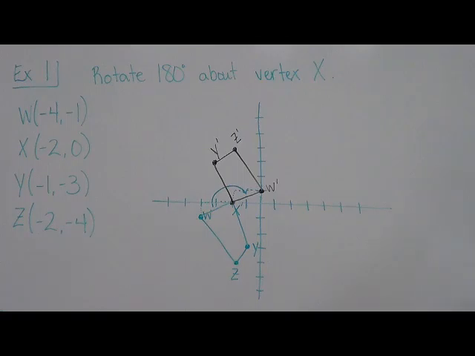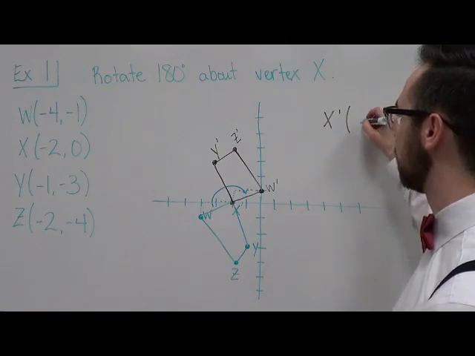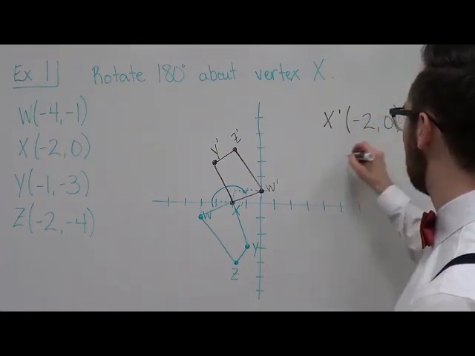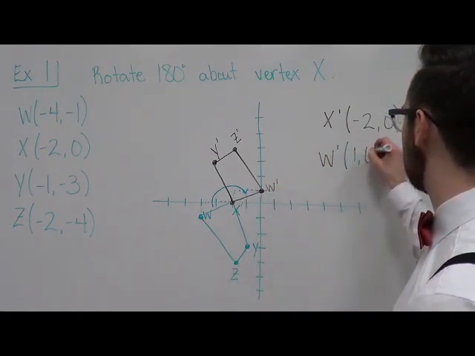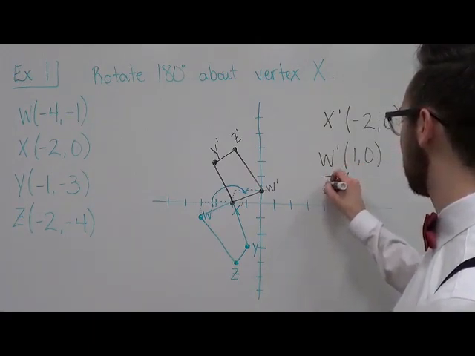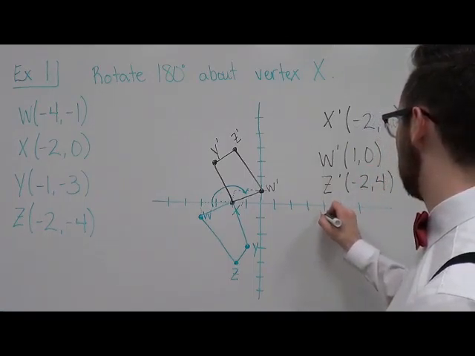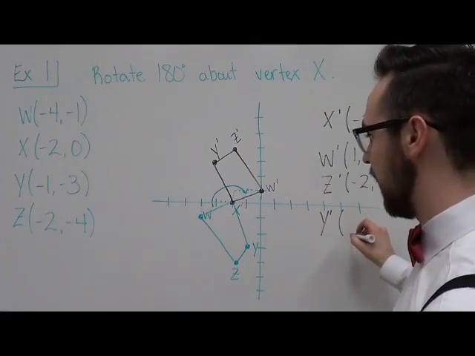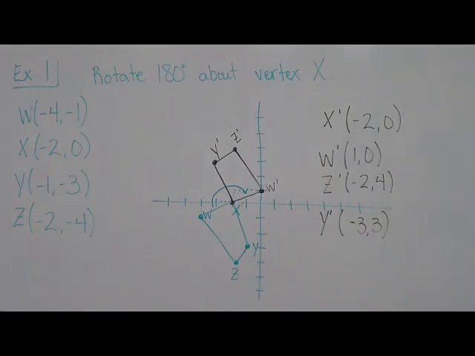And they want us to write the coordinates of the new image. So we would say x prime is the same as x. So that was -2, 0. And we have w prime, so we'll just go around, is going to be at 1, 0. Z prime is next. And that is at -2, 4. And then y prime is at -3, 3. And those are our 4 new coordinates after we rotated it 180 degrees.